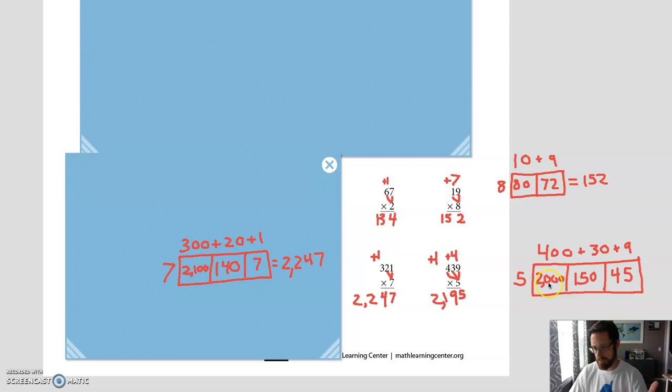Well, 2,000, pretty simple. 150 plus 45 would be 195. So if I add 2,000 plus 195, that would equal 2,195. Okay, so again, I'm just making the connection from the area model that we have been practicing all year since, I think, unit 1 or 2 of 4th grade math, and showing why the standard algorithm works.